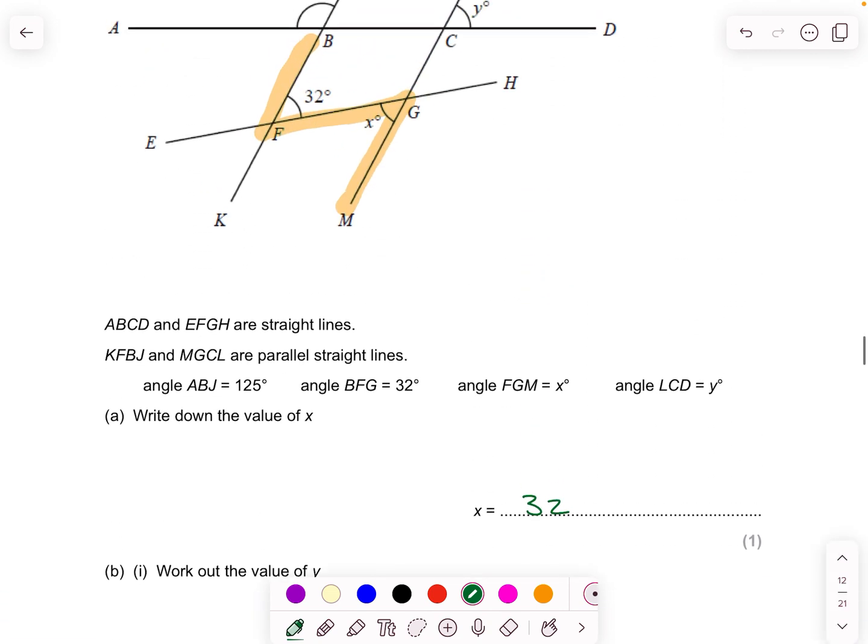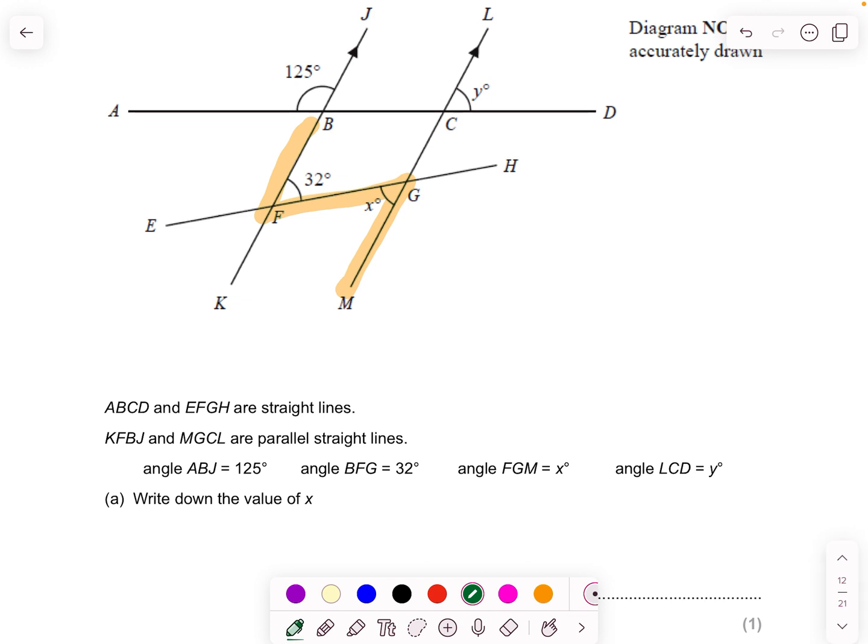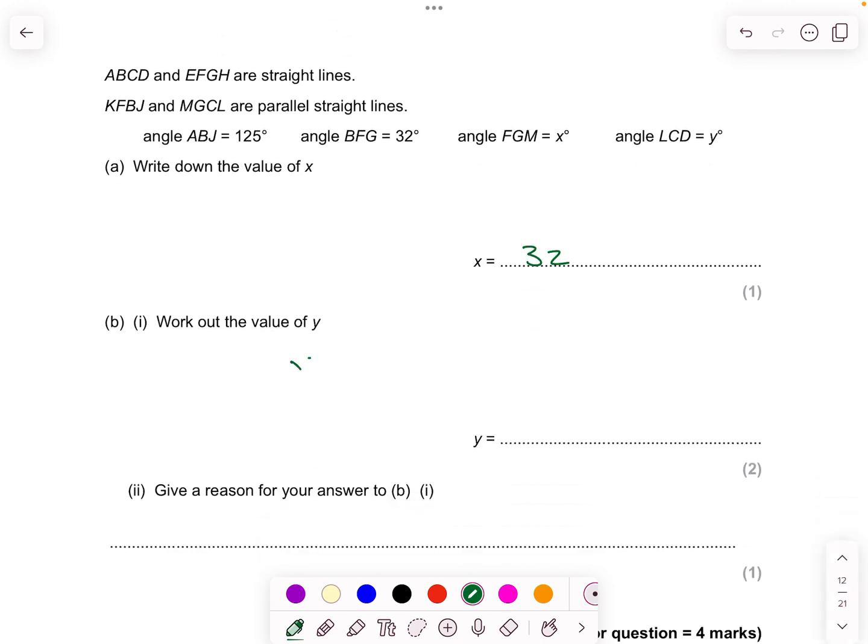Work out the value of Y. So let's see what we can use for that. Okay, so what we've got here, I'll use a different colour. And there are different ways you could work this out. So this and this are corresponding angles, so that must be 125. And then angles on a straight line add up to 180. So we're going to do 180, take away 125, which gives us 55 degrees.